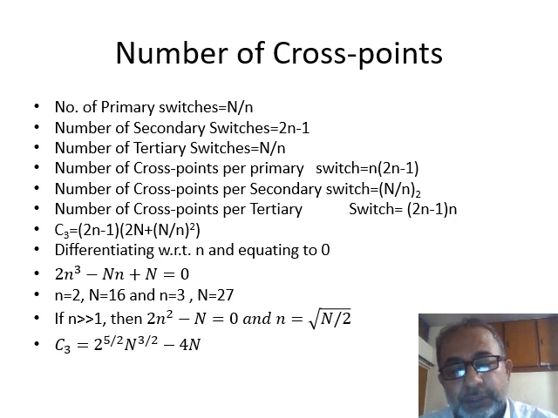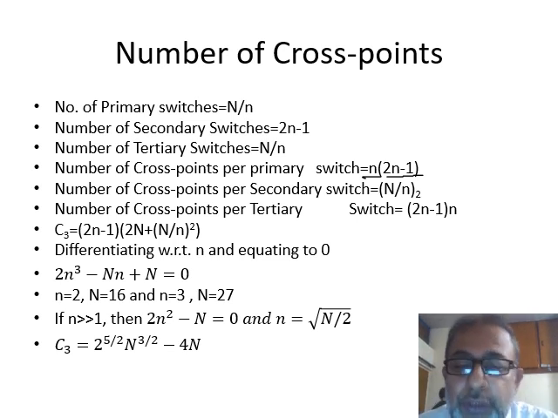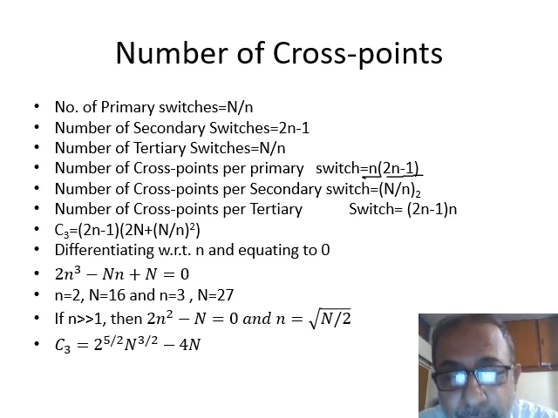The number of cross points per primary switch would be small n, which is the number of inlets per primary switch, and we multiply it with 2n minus 1. What is 2n minus 1? 2n minus 1 is the number of secondary switches, and the number of secondary switches is also the number of outlets per primary switch. So n into 2n minus 1 is the total number of cross points in a primary switch.